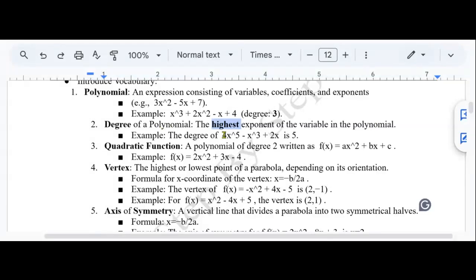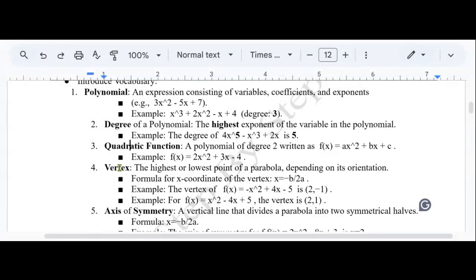Example, the degree of 4x to the power 5 minus x to the power 3 plus 2x is 5. The answer is 5 because it's the highest one. Okay? Quadratic function: a polynomial of degree 2 written as f of x equals ax squared plus bx plus c. Example, f of x equals 2x squared plus 3x minus 4.